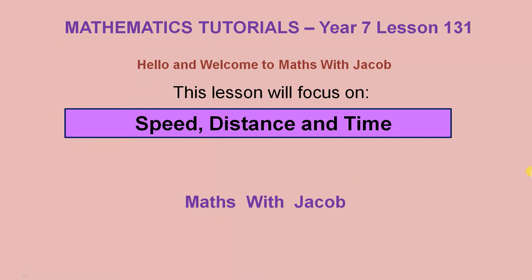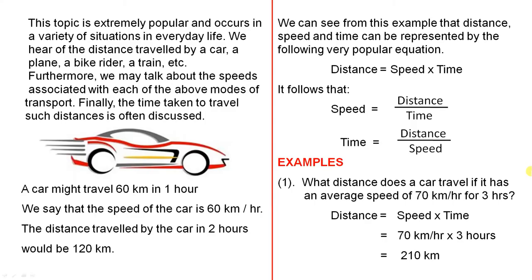This lesson will focus on speed, distance and time. This topic is extremely popular and occurs in a variety of situations in everyday life. We hear of the distance travelled by a car, a plane, a bike rider, a train, etc. Furthermore, we may talk about the speeds associated with each of the above modes of transport. Finally, the time taken to travel such distances is often discussed.